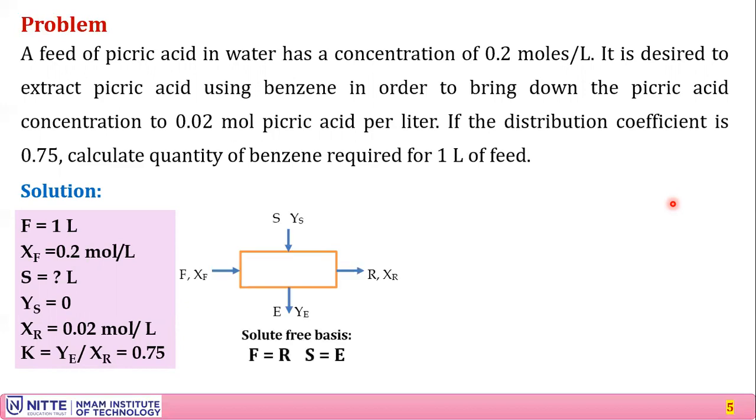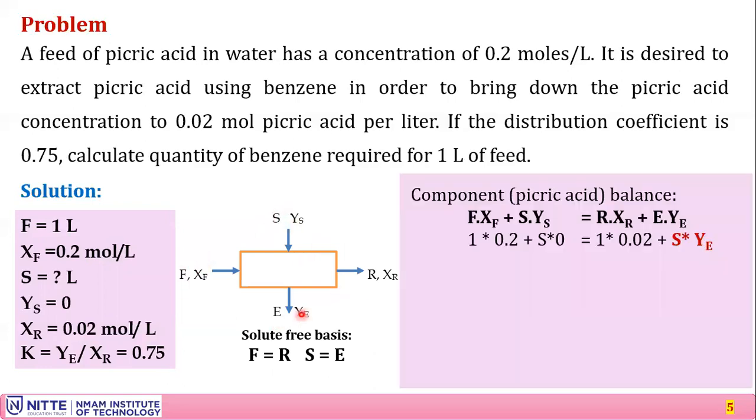So the block diagram also you can write, the same block diagram runs through all the extraction problems. The same assumption we will make, that the two solvents are immiscible with each other. So we'll take it as a fresh extracting solvent, benzene, so YS is equal to 0. The quantity of S, that is benzene, we don't know, we have to find that, and we'll take F is equal to R, S is equal to E. So when you write the component balance, as I told you earlier, total balance may not yield much information, so straight away we can go for component balance.